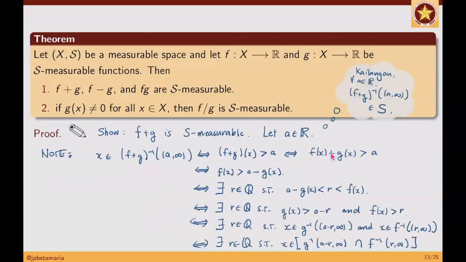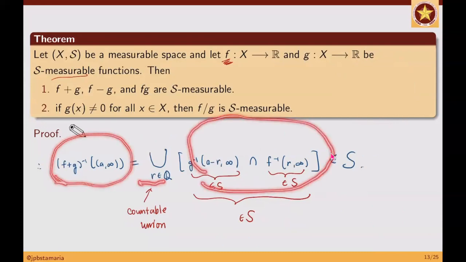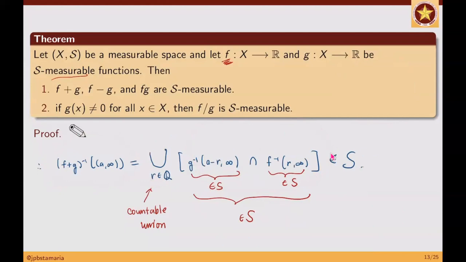Diba? If you're going to think about this one, yung gusto natin mangyari. I was able to decompose this as a union, as a countable union of elements of S. Therefore, this is in S. And with that, we can now conclude that F plus G is S measurable.